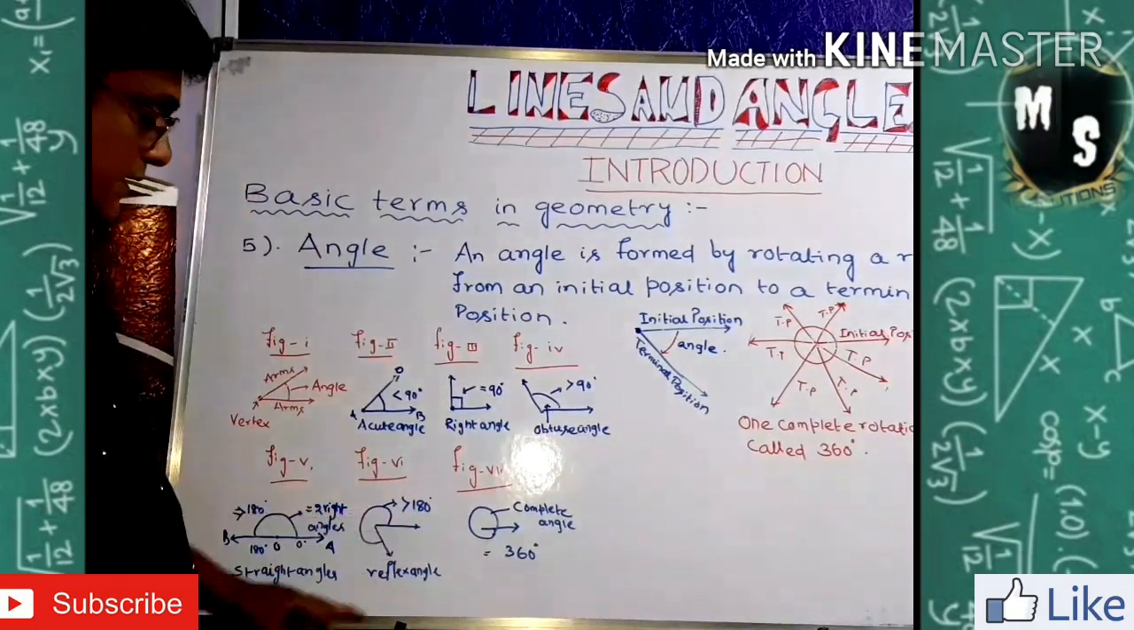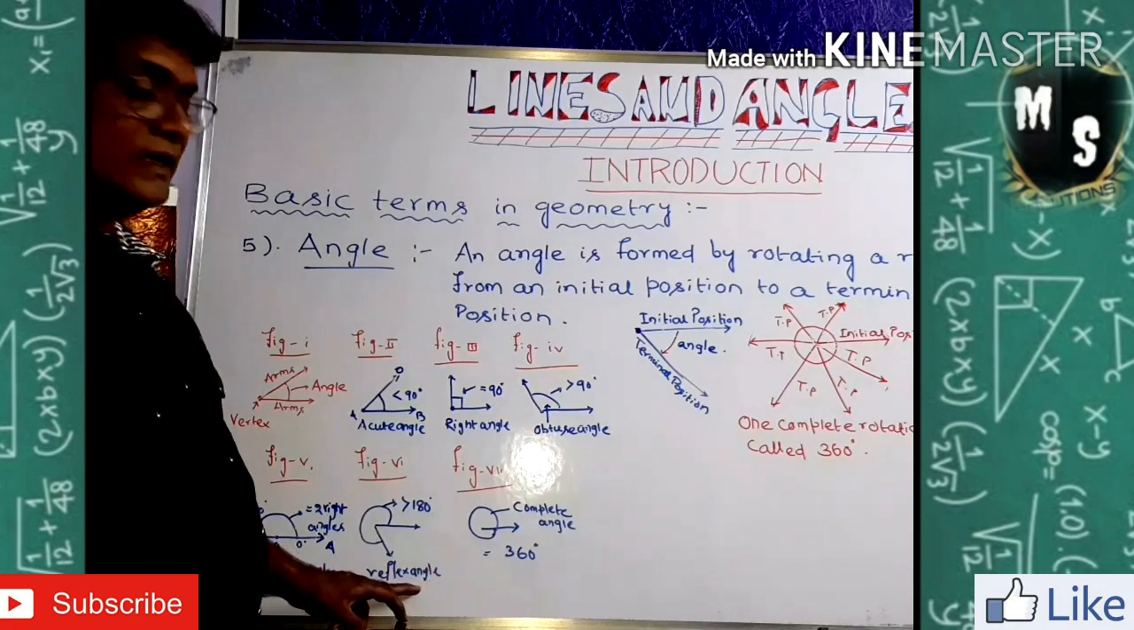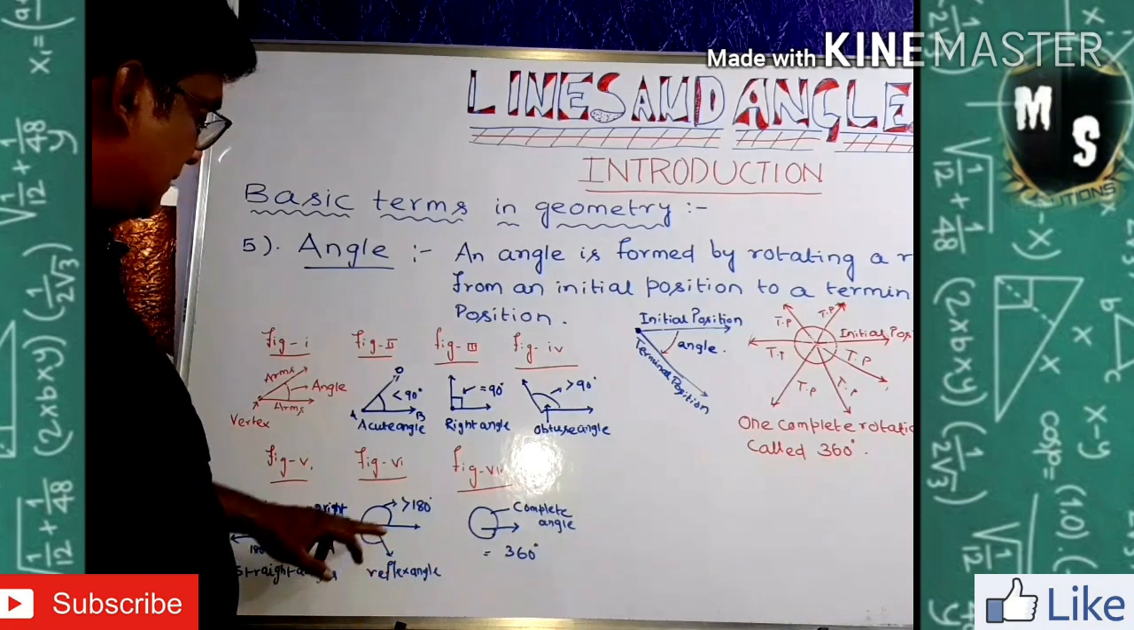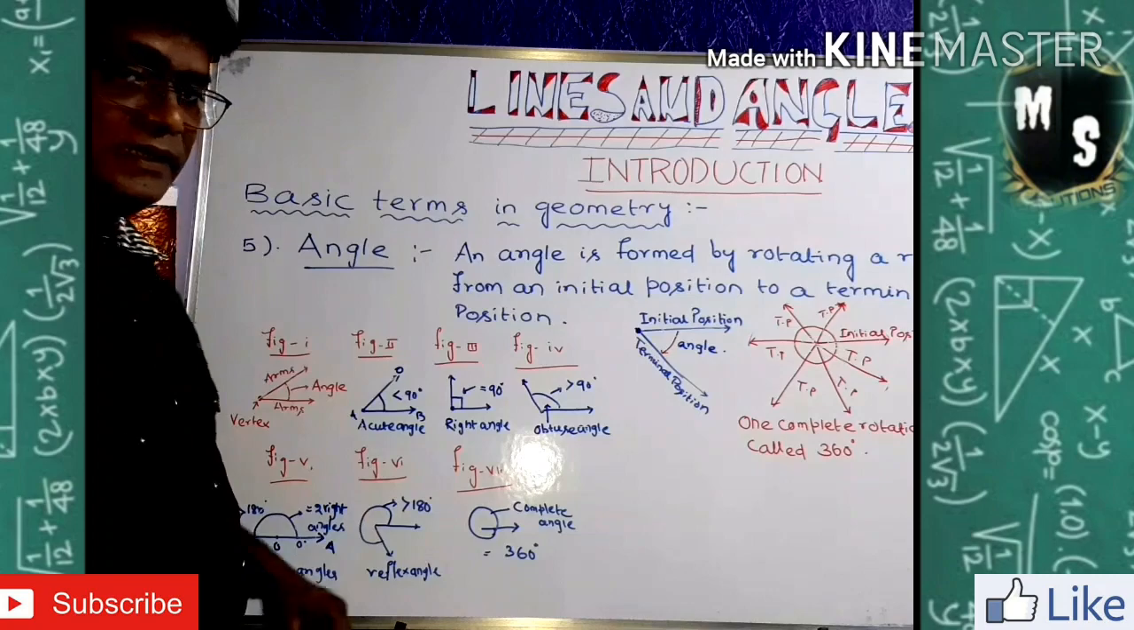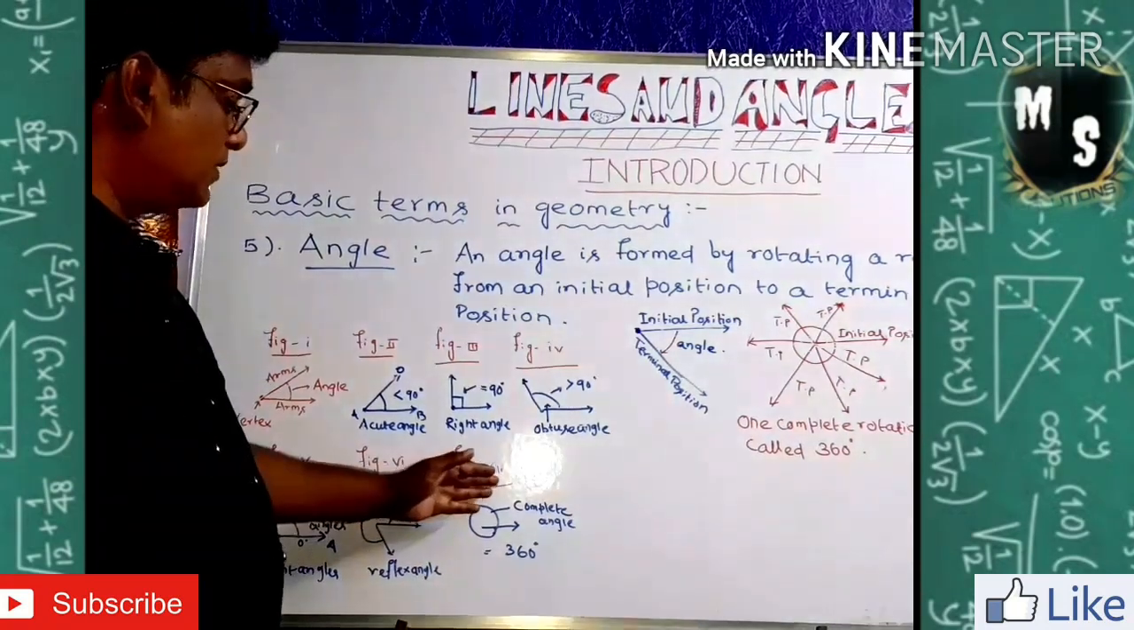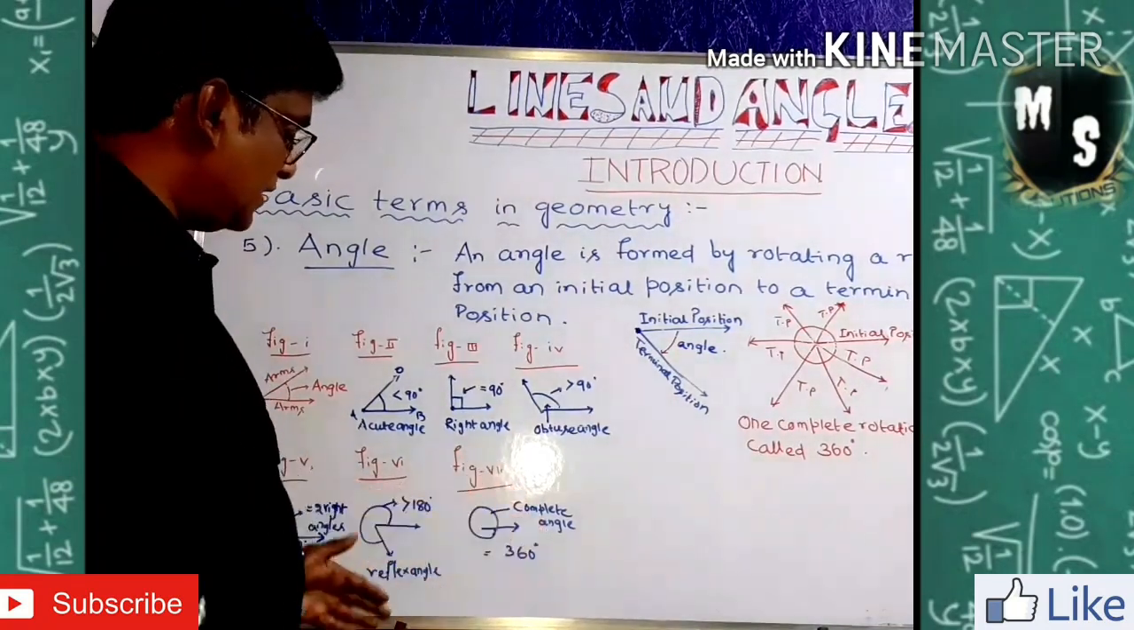It is greater than 180. That is called a reflex angle, which is greater than 180 degree. Now figure number 7 is a complete angle. What is a complete angle?